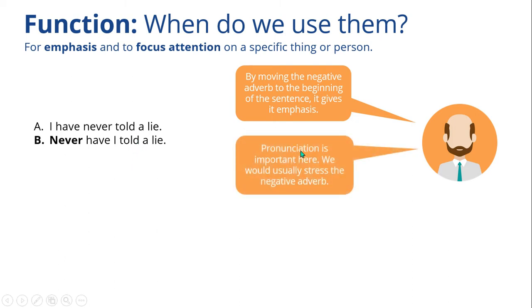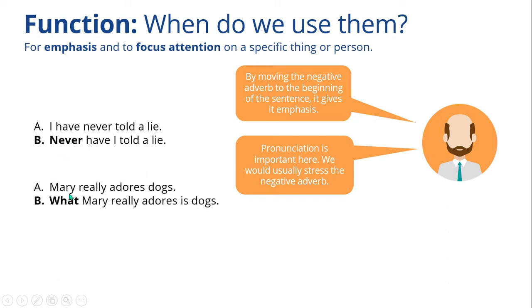You need to know about the pronunciation here. It is quite necessary, because we would usually stress the negative adverb that is at the beginning. Never have I told a lie. I have never told a lie. Is never the main concern? You put this in the inversion.